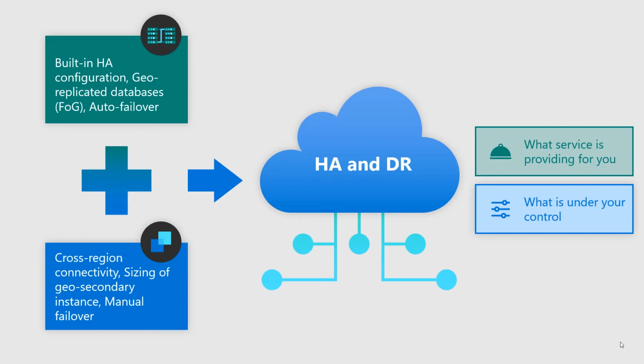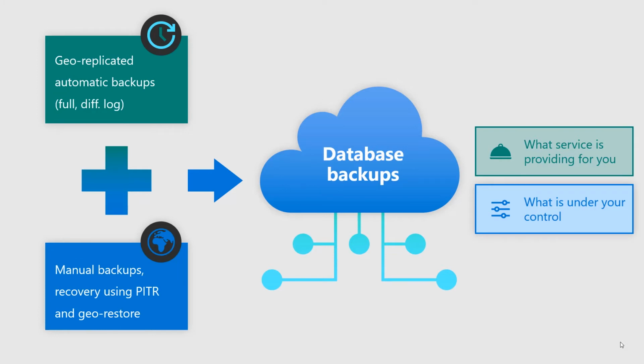You can decide about the size of the geo-secondary instance, and you can do manual failovers both for the local HA and for the geo configuration. When it comes to database backups and backup management, the platform provides geo-replicated automatic backups, not just full but also differential and log backups, so that you can do point-in-time restore and geo-restore manually whenever you need it. You can also do manual backups unless you are using a service-managed TDE.